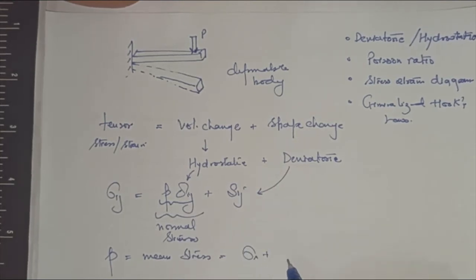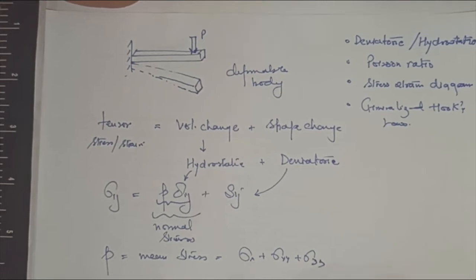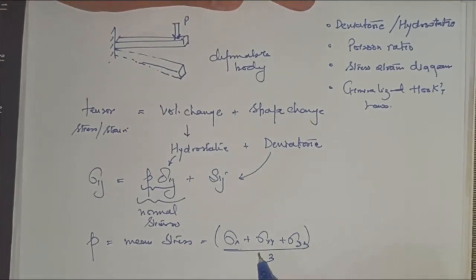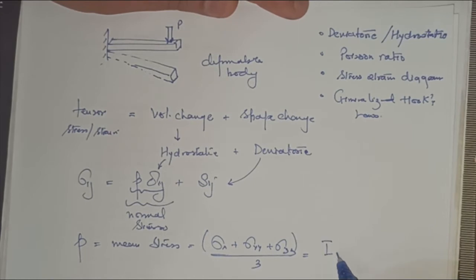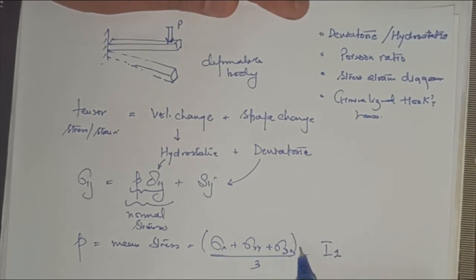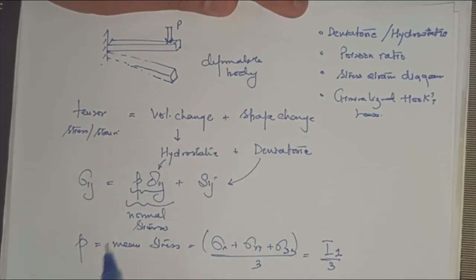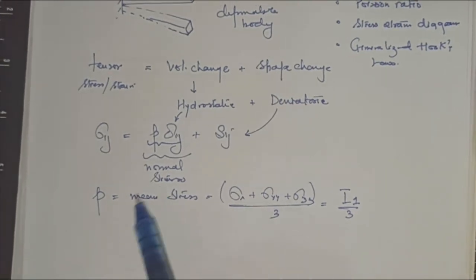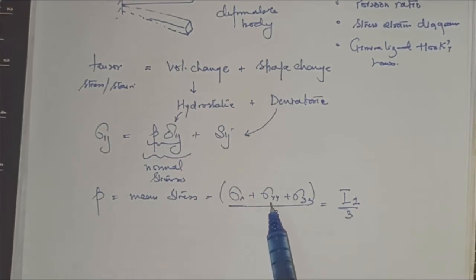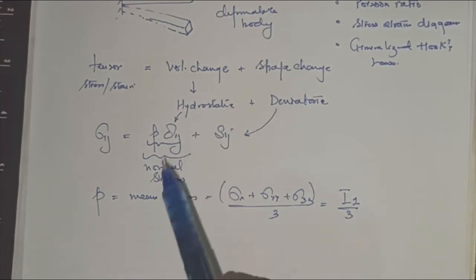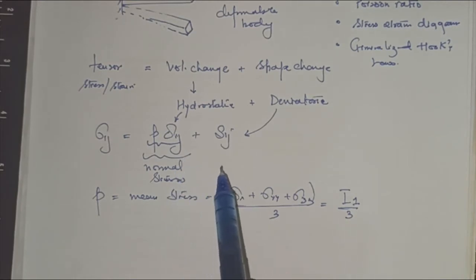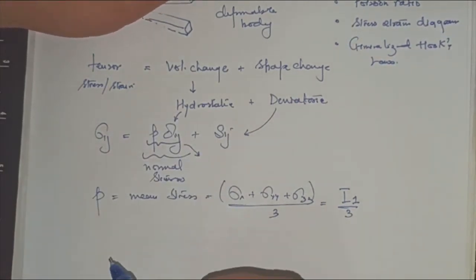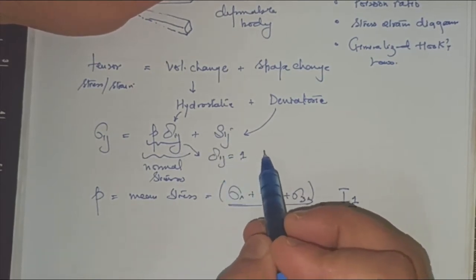So it can be a sum of the normal stresses divided by 3. And we also know that in a condition of invariants, our I1 is sigma xx plus yy plus zz, so I1 divided by 3 is your mean stress. So P becomes (sigma xx + yy + zz) by 3. The delta ij condition is important because it will only extract the normals from the stress tensor. Again, I'll reiterate, delta ij will be 1 when i is equal to j.